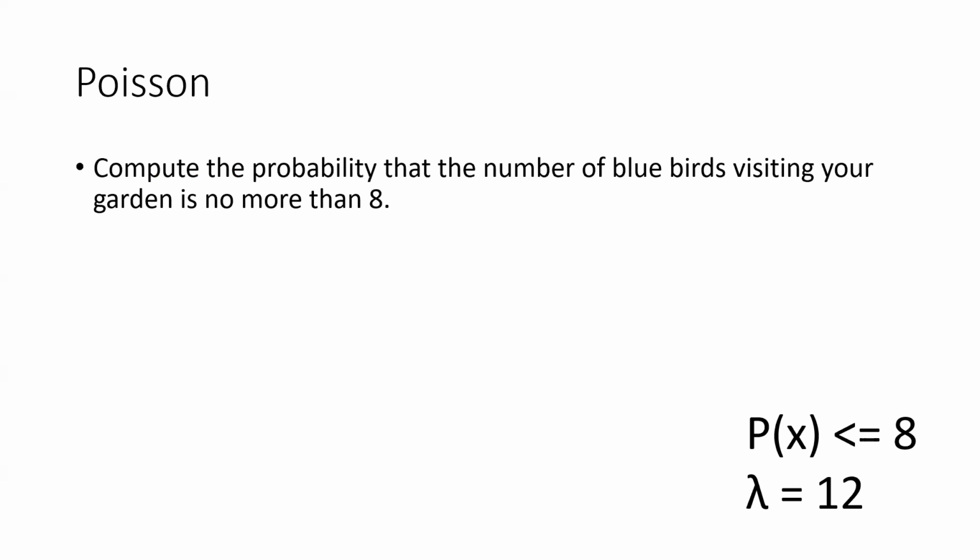Let's now compute the probability that the number of bluebirds visiting your garden is no more than 8. No more than 8, okay? So it could be 0, 1, 2, 3, 4, 5, 6, 7, or 8 birds. We want to know the probability that any of those events occurs. 0 birds, 1 bird, 2 birds, 3 birds, 4 birds, 5 birds, 6 birds, 7 birds, or exactly 8 birds visiting your garden, given the parameters of the experiment are in place.